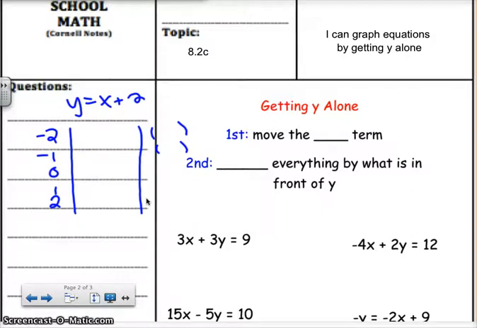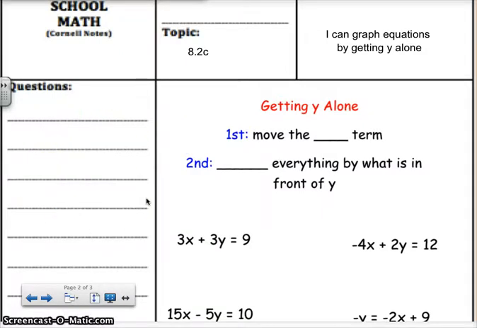You could do it the long way, but I highly suggest, especially to prep you for slope-intercept form, you want to get y alone. In order to get y alone, you move the x term. When I say term, I mean everything that's sticking to the x, you move it. And you move it by doing inverse operations. If it's positive, you'll subtract it. If it's negative, you add it. And then you're going to end it by dividing. Divide everything by what is in front of y. Everything.